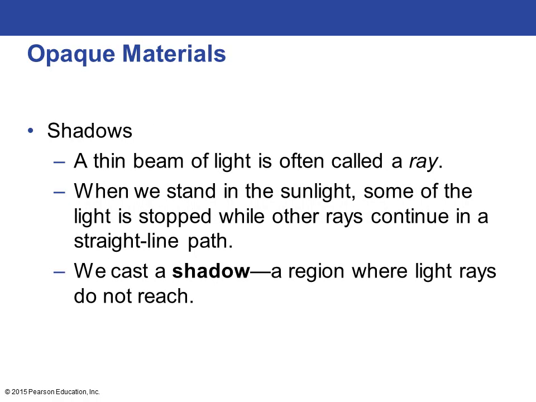So I think with common sense, we all know what a shadow is, but when we call a thin beam of light a ray, and when we stand in the sunlight, some of those light rays are stopped while other rays continue in a straight line path. The rays going past us will continue in a straight line. The rays that hit our body, where it is opaque, will stop. And the shadow is essentially just a region where the light rays don't reach, because we are absorbing that light rather than the light going through us.